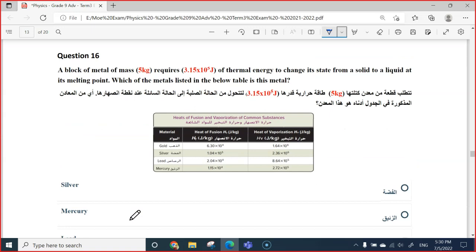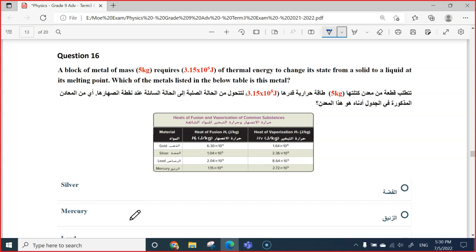Question number 16. A block of metal of mass 5 kg requires 3.15 times 10 to the power 5 joule of thermal energy to change its state from a solid to a liquid at its melting point. Which of the metals listed in the below table is this metal? So in that table you can see different values of heat of fusion and heat of vaporization given. So here solid is changing to liquid, so here we need heat of fusion.